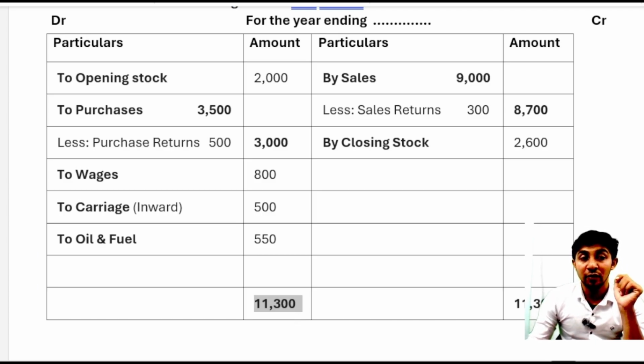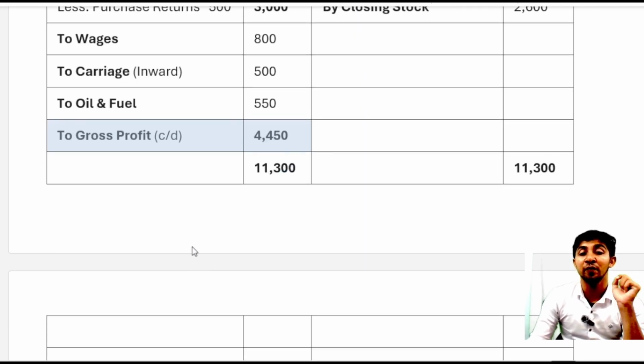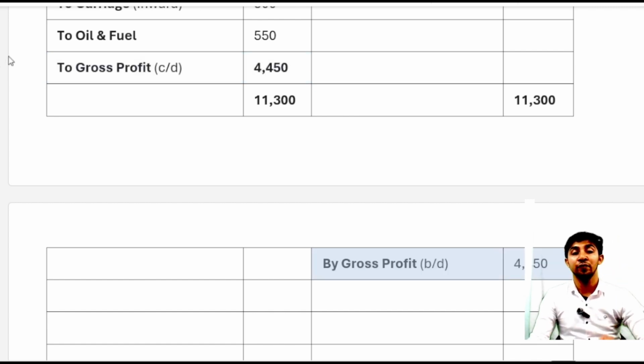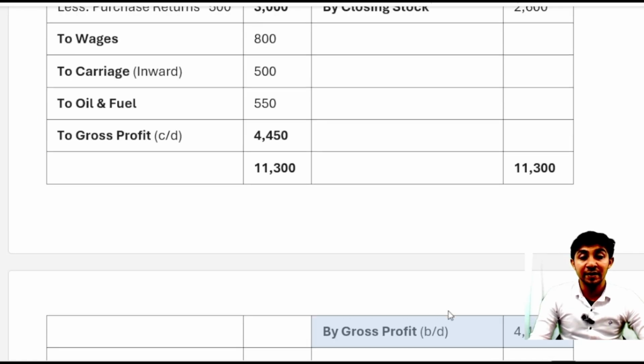So what is the value of gross profit? That is 4,450. ग्रॉस प्रॉफिट कैरी डाउन लिखे बाद ये हमारी रिस्पॉन्सिबिलिटी है, ड्यूटी है, ग्रॉस प्रॉफिट ब्रॉट डाउन करना. Then it will jump from the debit side and move towards the credit side. What we need to write? We need to write by gross profit brought down 4,450. And immediately after writing this brought down, gross profit brought down, profit and loss account will begin.